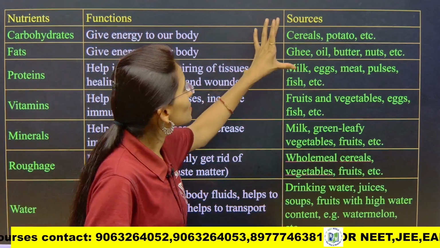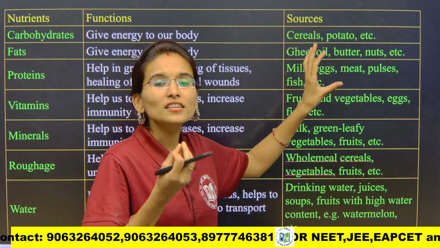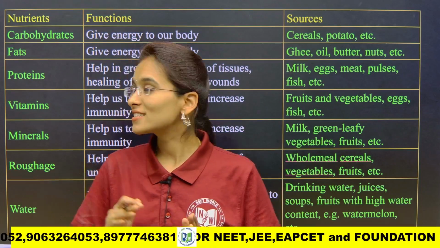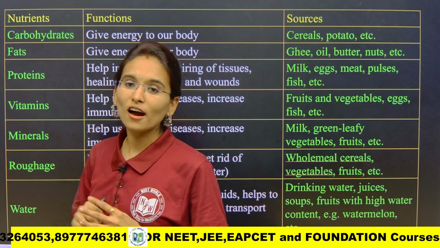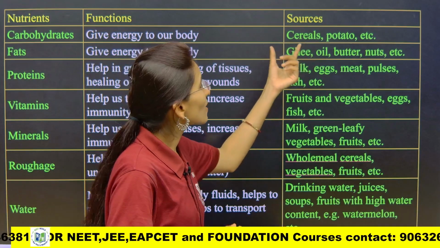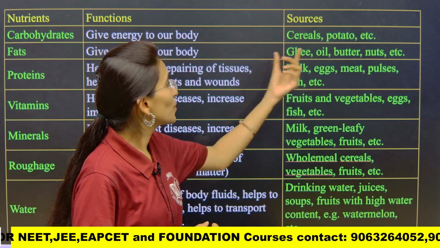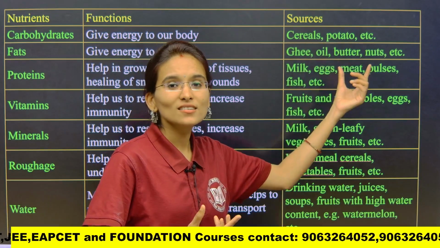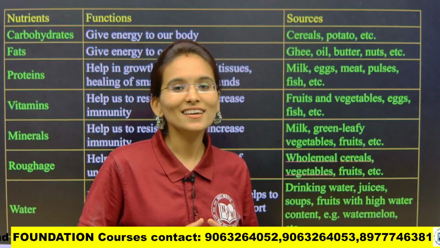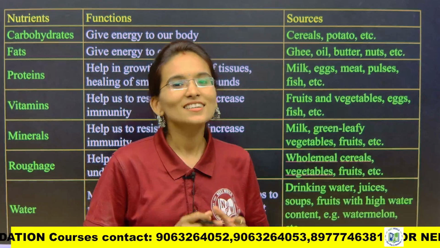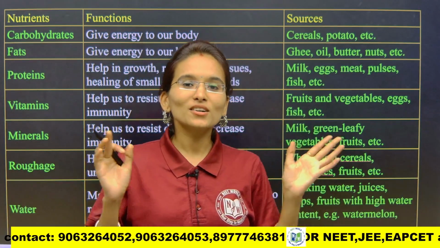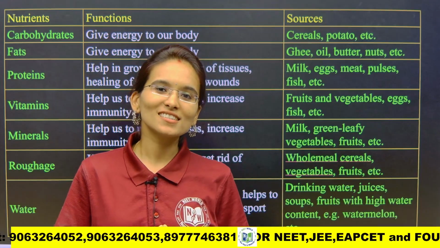Next one, sources. What are the main sources from which we get these particular nutrients? For example, if we see the carbohydrates, carbohydrates are present in potato, cereals, rice, and wheat. In all these food sources we can find the carbohydrates. Now we will discuss these particular nutrients along with their functions and sources.